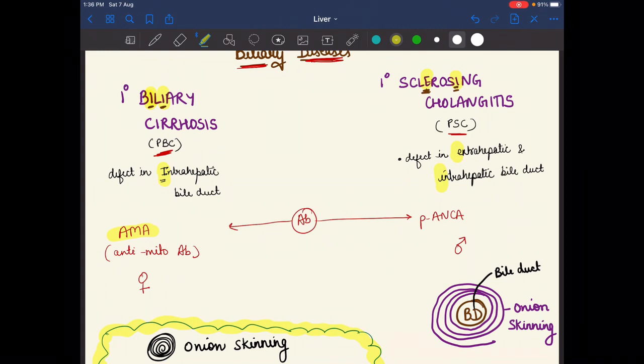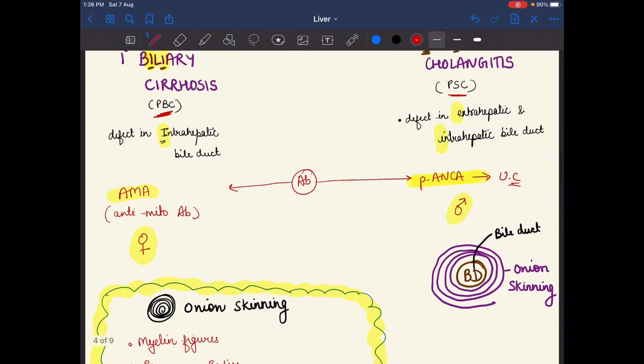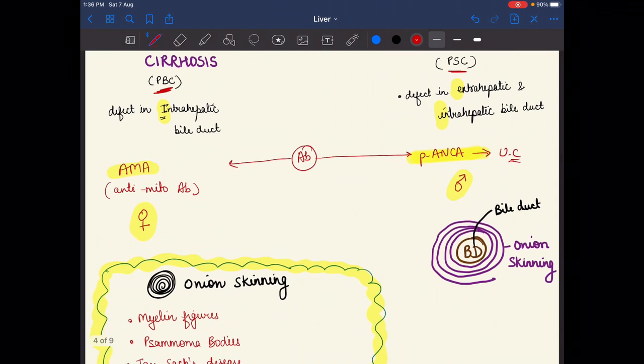So here the most common gender involvement is female. While in primary sclerosing cholangitis, that is PSC, gender involvement is male. And in this, p-ANCA is seen. So antibody p-ANCA is seen, and PSC is associated with ulcerative colitis, because in ulcerative colitis also p-ANCA is seen. Now in PSC, onion skinning is seen.